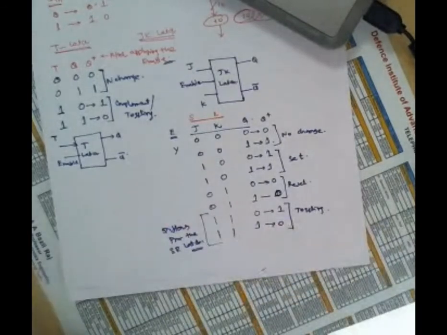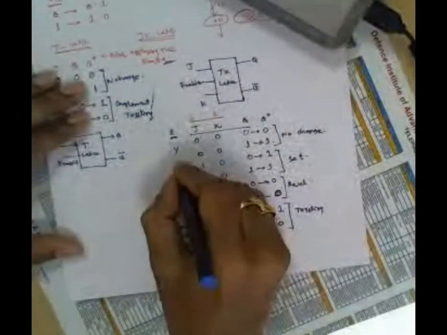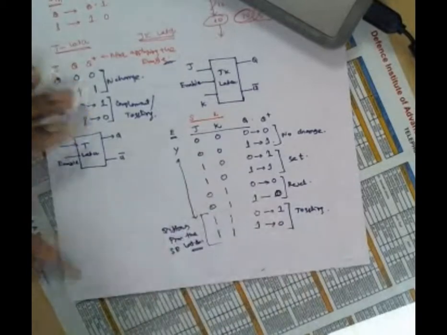So these are all the, now enable is there. Throughout this one, enable is there, so that you can control it. We can control the functions, because this is very much essential in the digital system design.